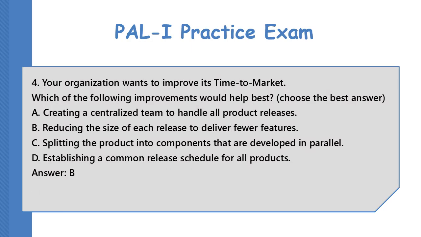4. Your organization wants to improve its time to market. Which of the following improvements would help best? Choose the best answer. A. Creating a centralized team to handle all product releases. B. Reducing the size of each release to deliver fewer features. C. Splitting the product into components that are developed in parallel. D. Establishing a common release schedule for all products.